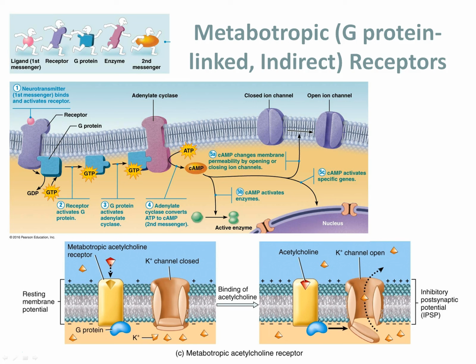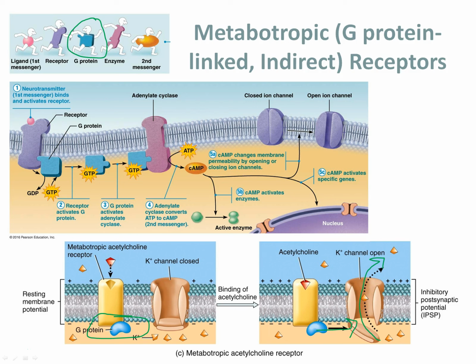Metabotropic receptors are linked to a G protein. The G protein is our little second guy in the little relay race where we're passing off the baton. And that G protein can either open a channel directly, so this G protein right here at the bottom can move over and stimulate this channel to open. In this case, it's a potassium channel, and potassium will flow out of the cell, creating an inhibitory postsynaptic potential.